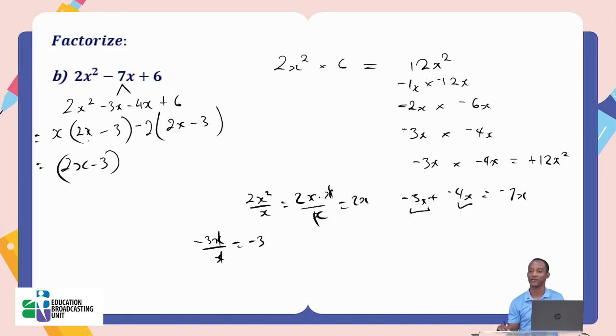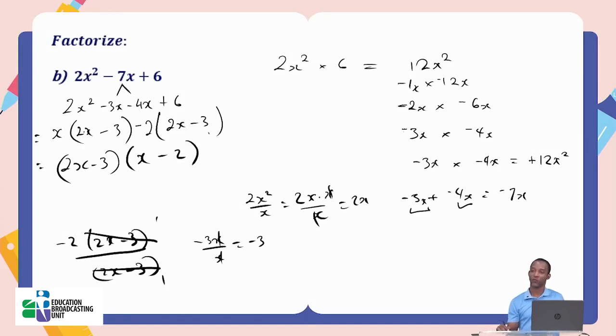Then we're going to divide this quantity over here by the common factor 2x minus 3. When we divide the x times 2x minus 3 by the common factor 2x minus 3, we're left with x. So put that in the bracket. Next, we're going to divide the negative 2 times the 2x minus 3 by the common factor of 2x minus 3. The 2x minus 3 will cancel out, and we're left with the minus 2.